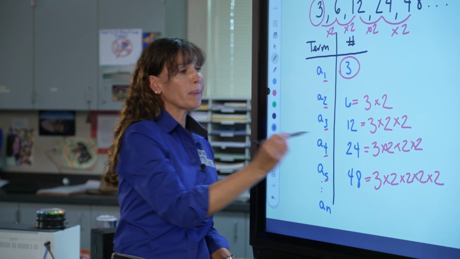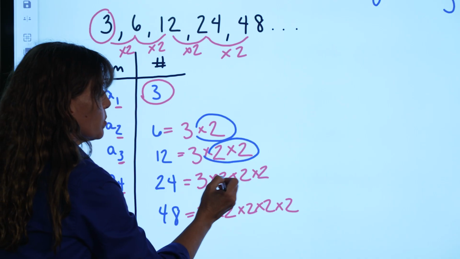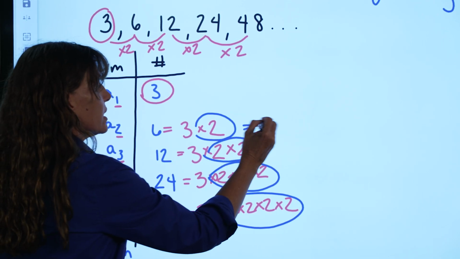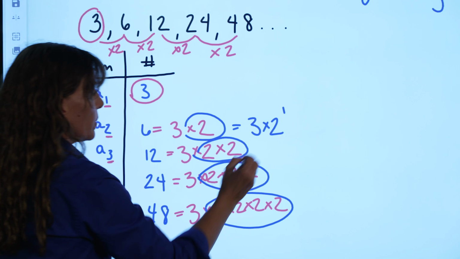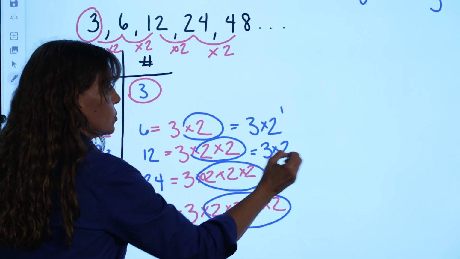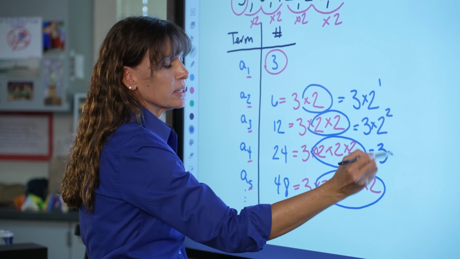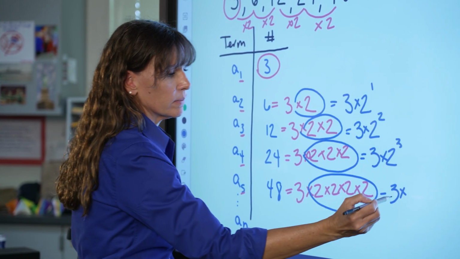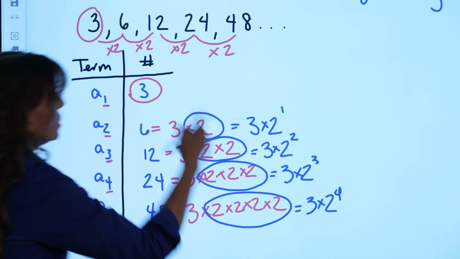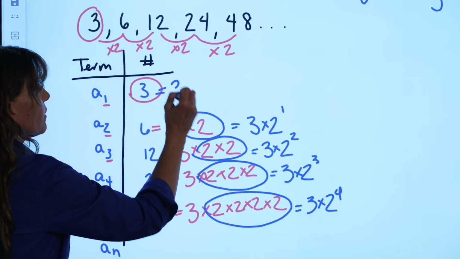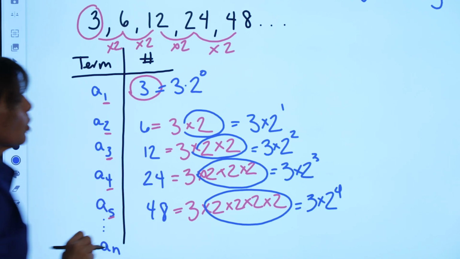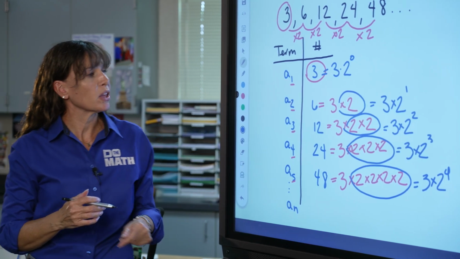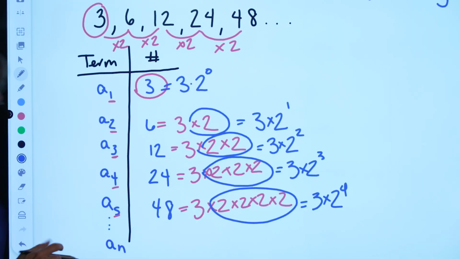What we do know about repeated multiplication is the powers, right? It's our exponent. So I could write this as 3 times 2 to the first power. This I can write as 3 times 2 to the second power. Here I've got 3 times 2 to the third power, and here I've got 2 to the fourth power. So up here, if we were to write this, we would have 3 times 2 to the 0 power, which of course, anything to the 0 power is 1. 1 times 3 gives me my 3. So you'll notice this beautiful pattern happening here.